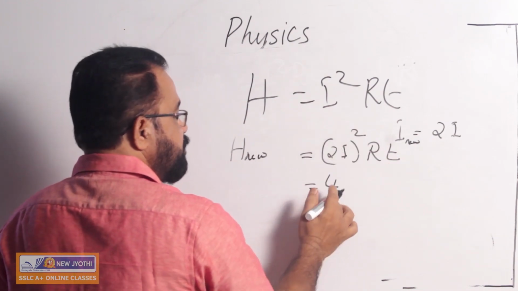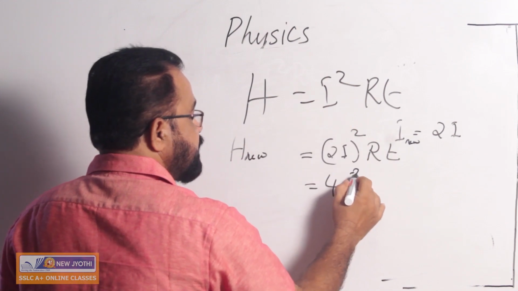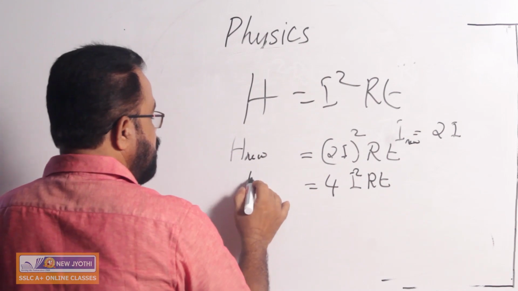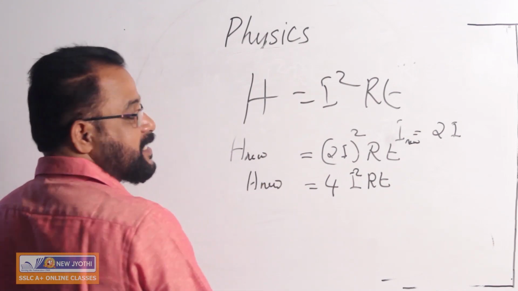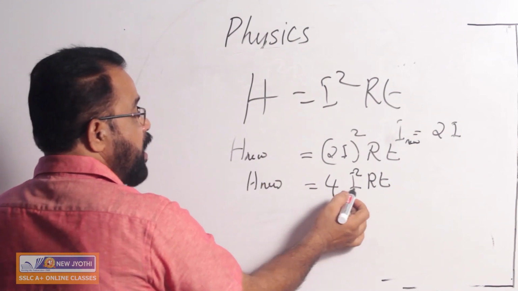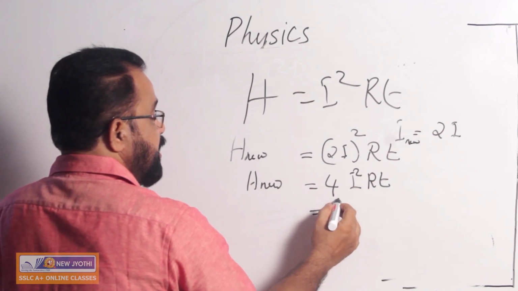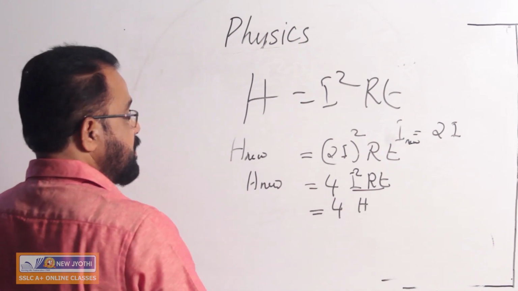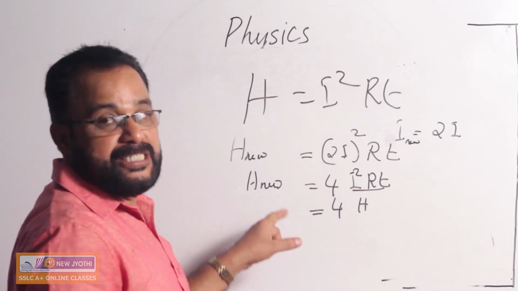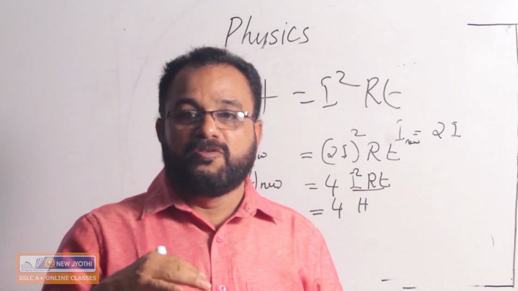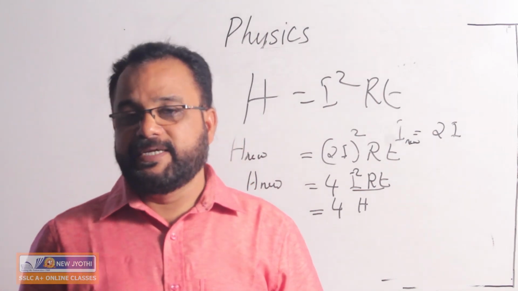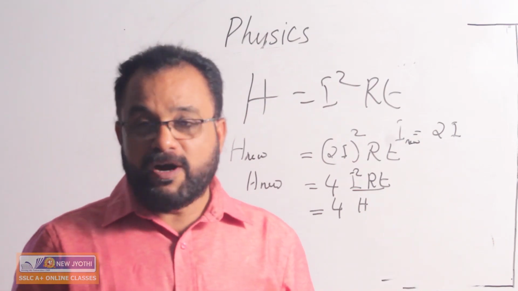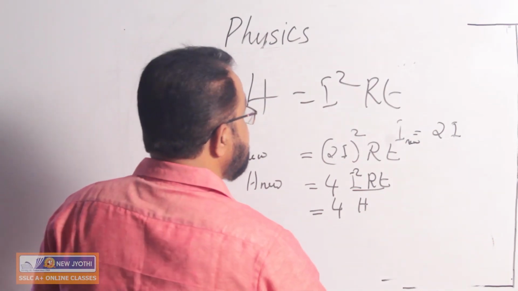2 square is 4. Again, I square R T. So H new is 4 I square R T, which is equal to 4 into H, that is I square R T is H. So the new heat will be 4 times that of the heat generated when current is doubled.